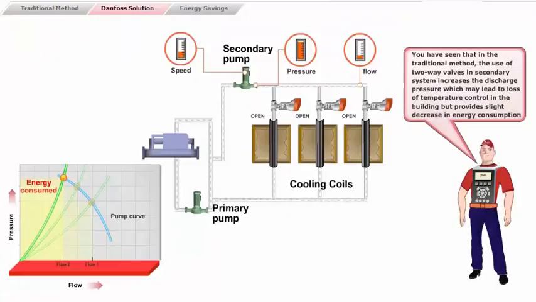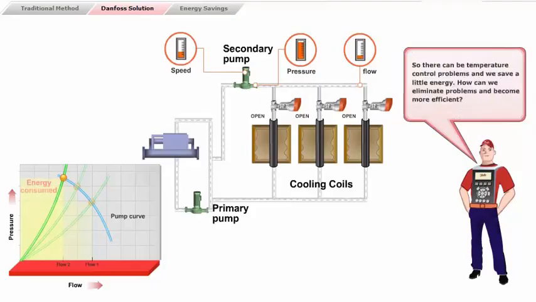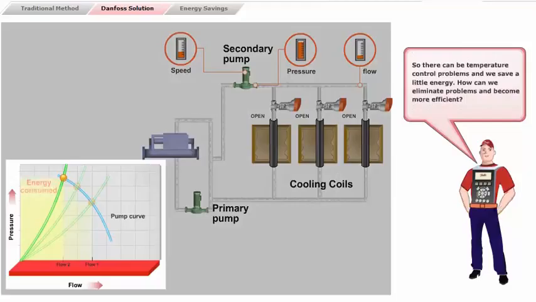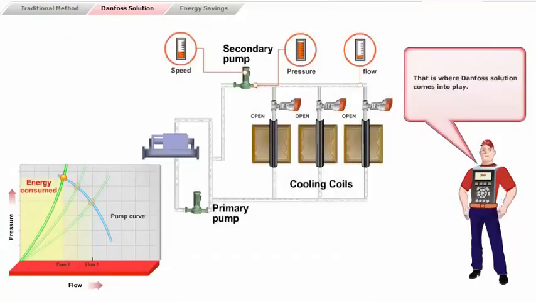You have seen that, in the traditional method, the use of two-way valves in a secondary system increases the discharge pressure, which may lead to loss of temperature control in the building, but provides a slight decrease in energy consumption. So there can be temperature control problems, and we save only a little energy. How can we eliminate the problems and become more efficient? That is where the Danfoss solution comes into play.